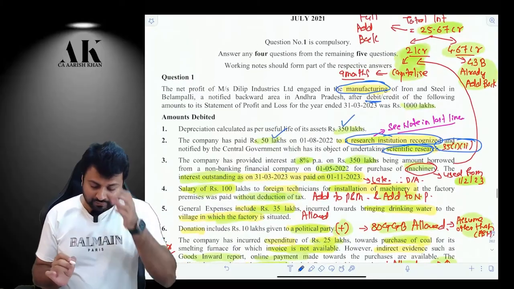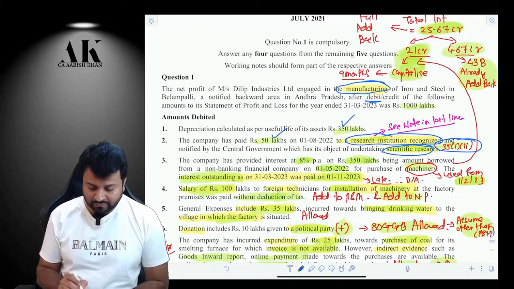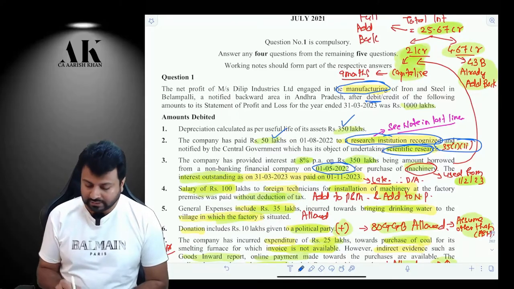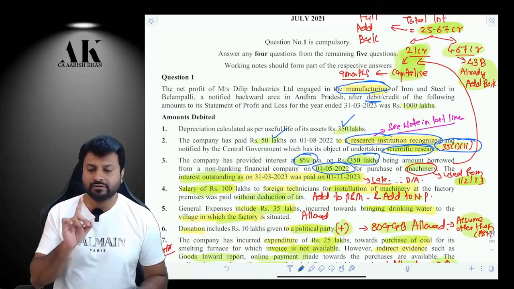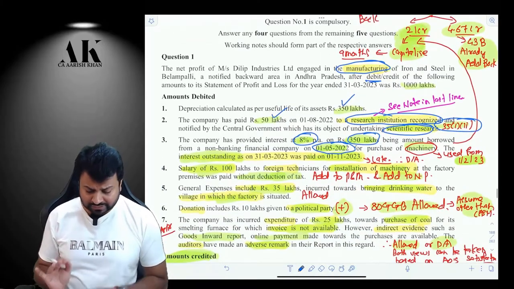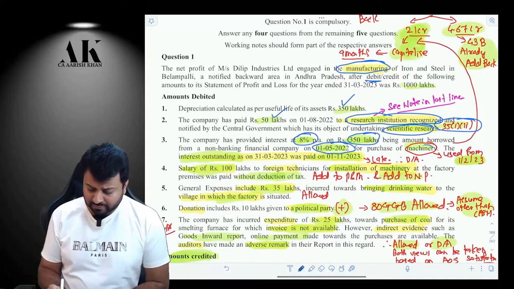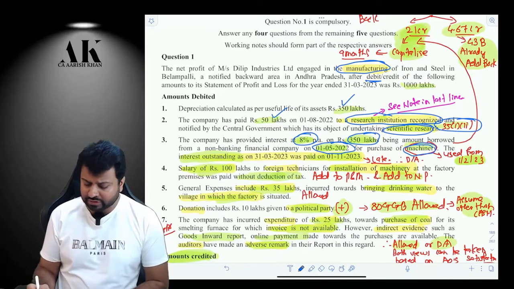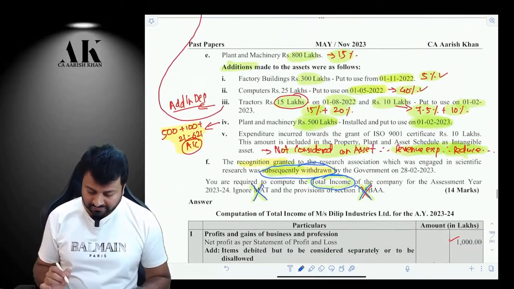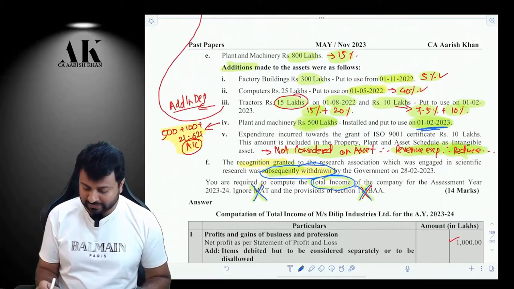Next one is a very important adjustment whereby you have taken a loan from a financial institution, that is NBFC, on 1st of May 2022. Therefore, your total interest on 350 lakhs will come to 350 lakhs into 8% for 11 months. That will come to 25.67. Now, out of this loan, some portion was used for what? Machinery. Some portion was used for machinery. Okay. Now, not some portion. In fact, entire portion was used for machinery only. Now, machinery was put to use on 1st of Feb. So, on 1st of Feb, you have put the machinery to use. You can see over here.